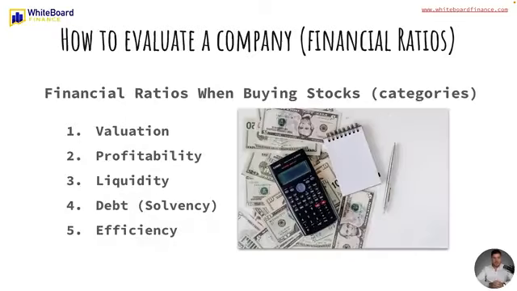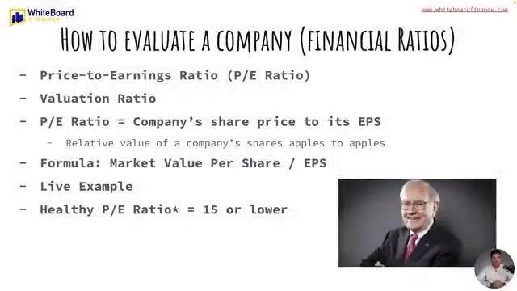So there are 5 financial ratios when buying stocks that you should be looking at. You have valuation ratios, you have profitability ratios, you have liquidity ratios, you have debt ratios, which show solvency, meaning is a company solvent, meaning are they able to service their debt, aka can they pay back what they borrow? And then 5, you have efficiency ratios. So we'll be going over that right now.